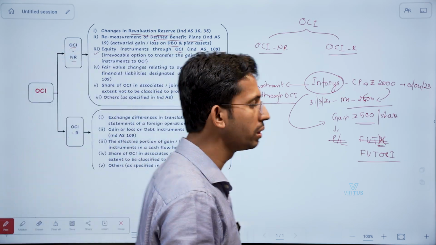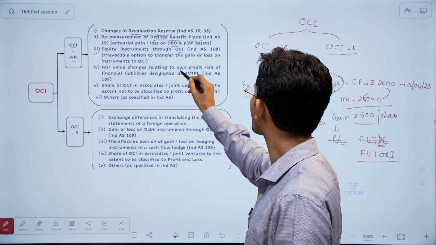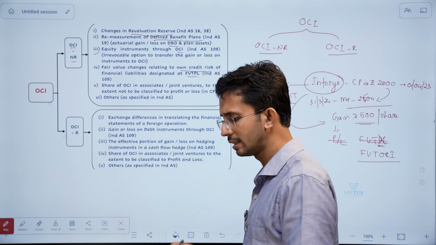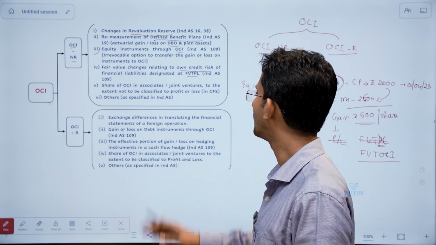Now the fourth item is a little technical: fair value changes relating to own credit risk on financial liabilities designated as FVTPL. Again, this is something which we will learn when we take Ind AS 109. I am not spending time on that.